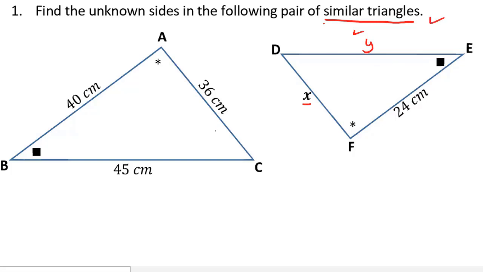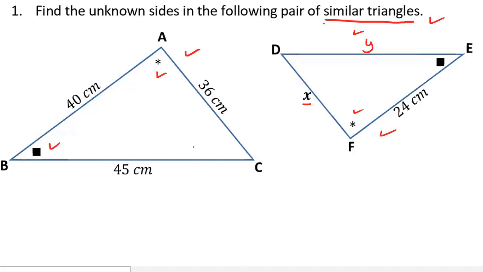Before I actually just go through and assume that these two triangles are similar, even though it's stated, I want to show that these two triangles are similar. And for two triangles to be similar, all three angles in each of the triangles have to be equal. In the first triangle, we know that angle A is marked with a star, and in the second triangle, angle F is marked with a star. So those two angles are equal.